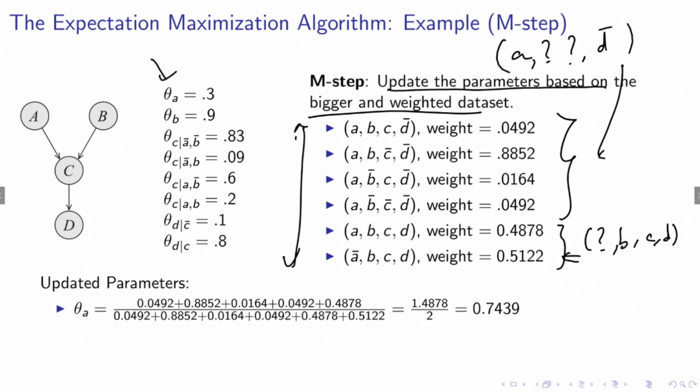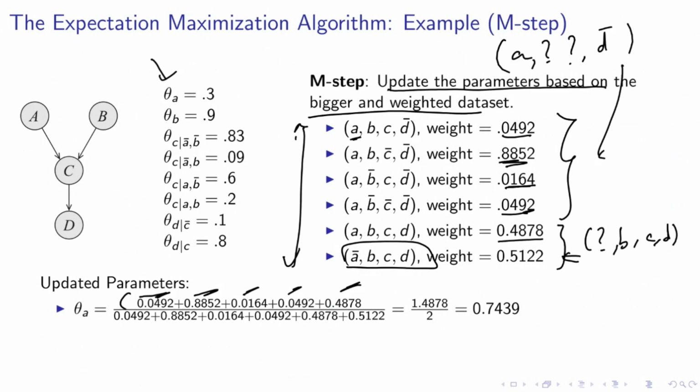All you have to do is compute the sum of weights of all points where A is true divided by the sum of weights of all points. So the sum of weights of points where A is true is 0.0492. So I have it there. The second point has A equals true, so I'm going to count that weight. The third point has A equals true, so I'm going to count that weight. The fourth point has A equals true, and so on, I'll count that weight. The fifth point also has A equals true, so I'll count that weight. But the sixth point does not have A equals true, so I won't count that weight.